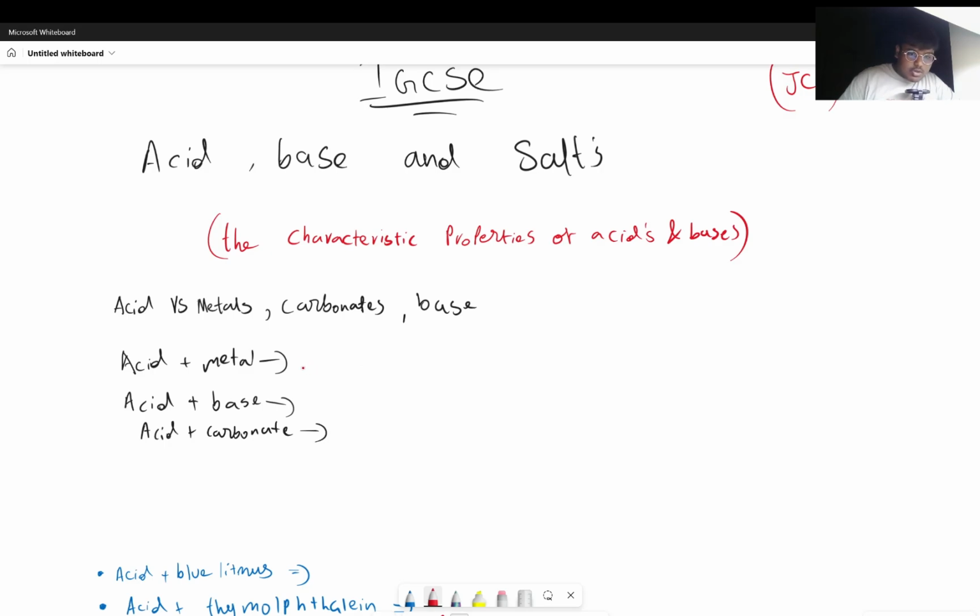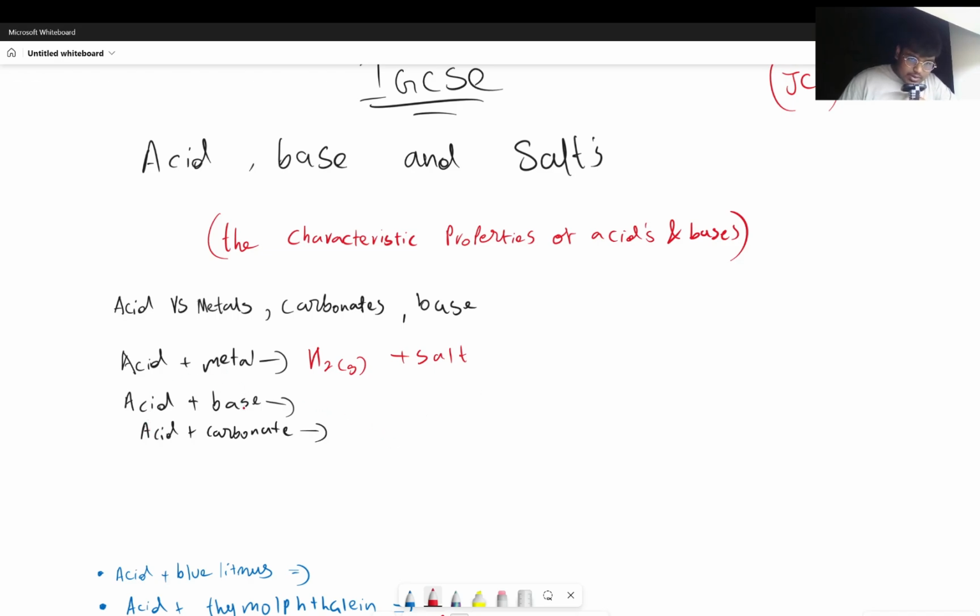Okay, so let's go to the first one, acid plus a metal. We always should remember this. It will give you hydrogen gas plus a salt. Your example is your magnesium ribbon plus hydrochloric acid in your practical session or your theoretical practical paper. What is always produced is your hydrogen, and with that hydrogen you do the hydrogen testing.